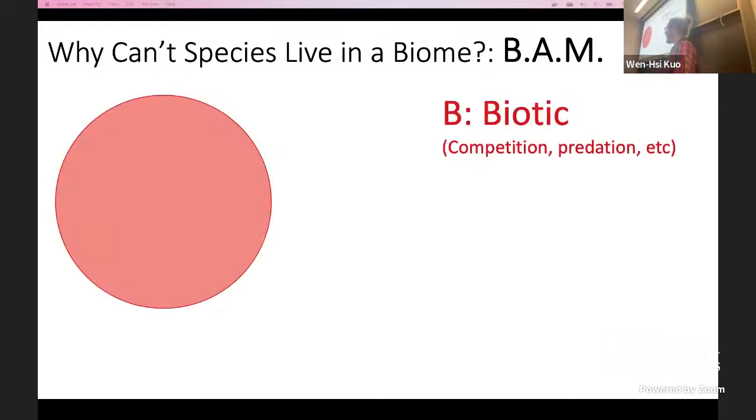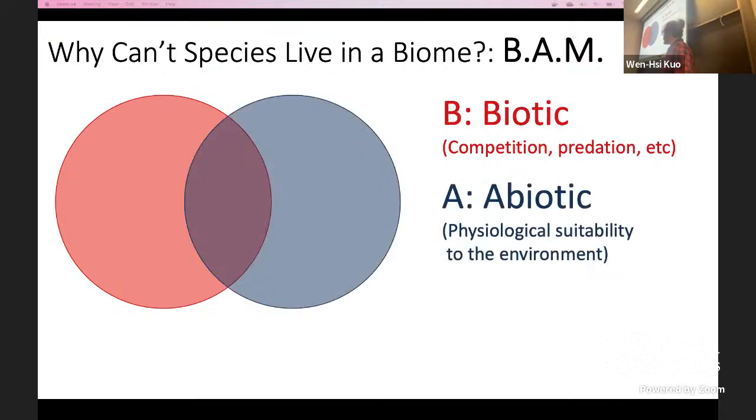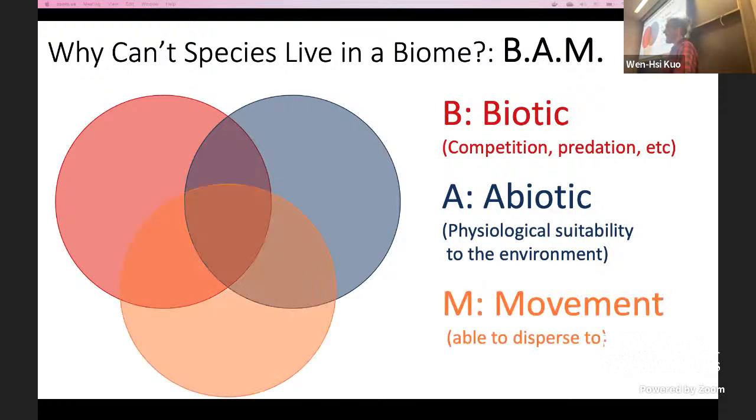BAM is just breaking down the different components needed for a species to actually occur someplace. You have B, the biotic component, where it has to be able to compete appropriately. It can't be out predated. Biotic interactions need to be amenable. You also have the abiotic component. It can't freeze, it can't cook, it can't desiccate. It needs to be able to tolerate and survive the abiotic conditions. And then also movement: it has to actually be able to get there. Many things can limit movement, large dispersal barriers such as mountain ranges, or sometimes an ocean's a good one too, roads, depending on the scale.